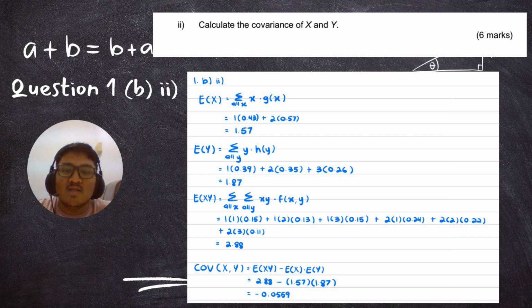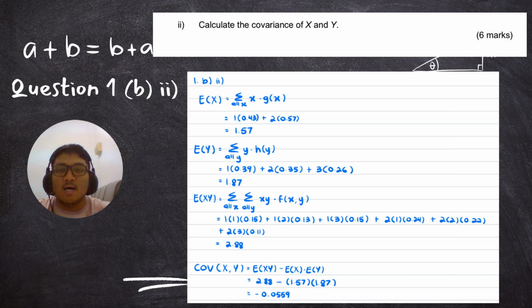But to find the expected value of the combination of X multiplied by Y, we need to use the joint distribution of X and Y by adding up all the products of x and y with their probabilities. So by doing this, we'll get 2.88.